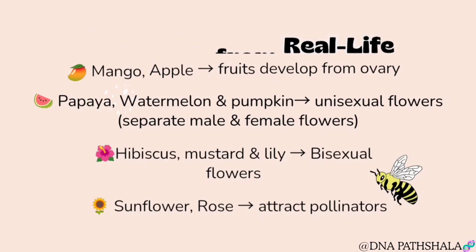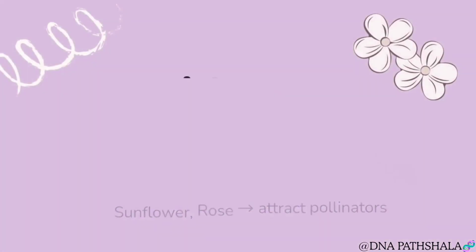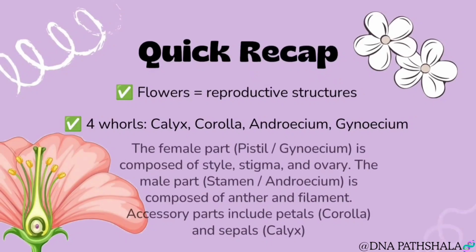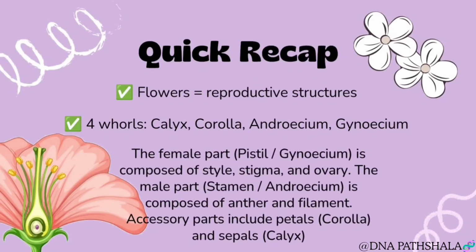Now, here is a quick recap for you all. Flowers are the reproductive structures with four whorls: Calyx, Corolla, Androecium and Gynoecium. The female part, which is called Gynoecium or also called pistil, is composed of style, stigma and ovary, and the male part, which is called Androecium or stamen, is composed of anther and filament, and accessory parts include petals, that is corolla, and sepals, that is calyx.